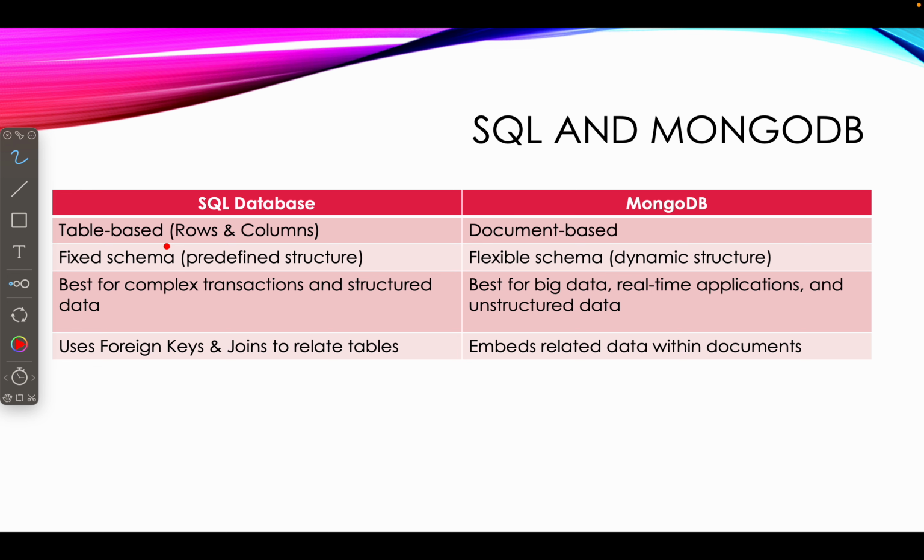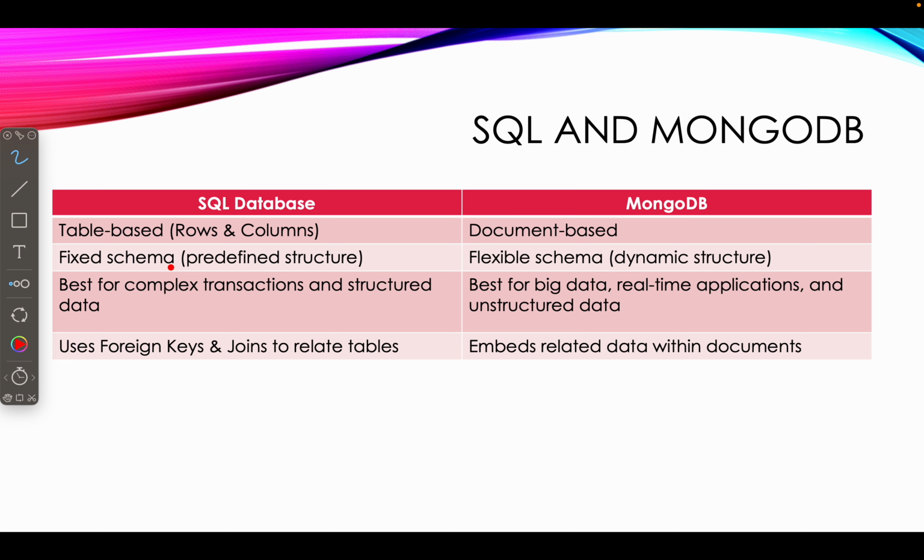You have to define the columns first. How many columns do you want and what kind of data type do you use for each column. And then you can store the data in rows, records. And all of them are fixed schema. If you already define the table, you have to follow the schema, because if you change it later, you have to modify a lot of things.